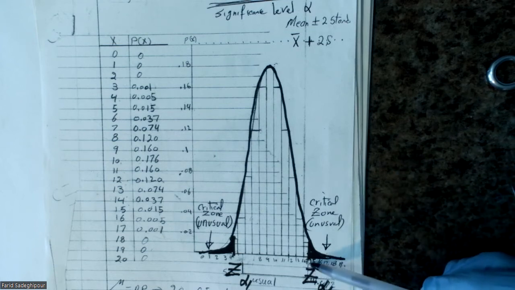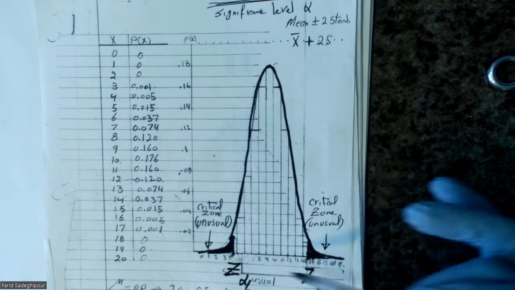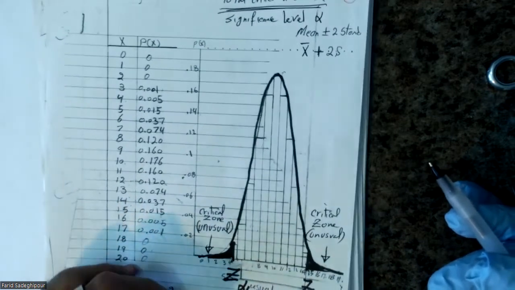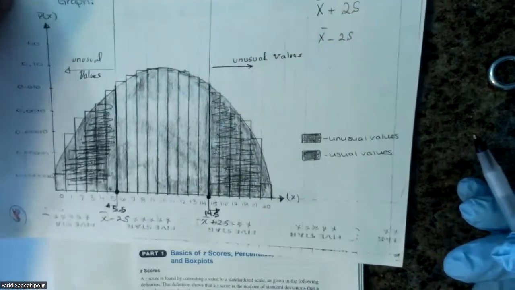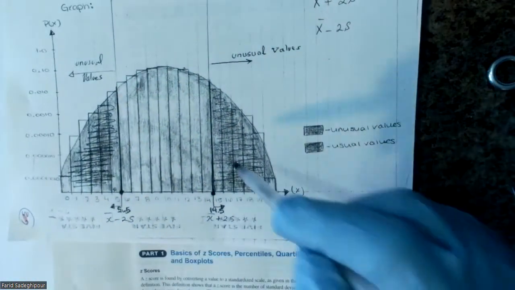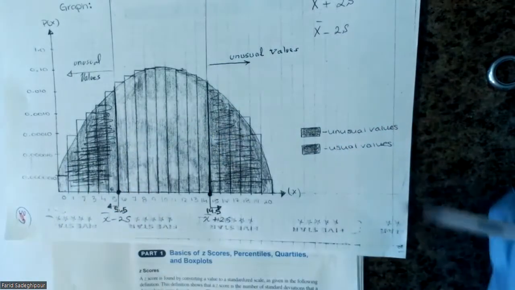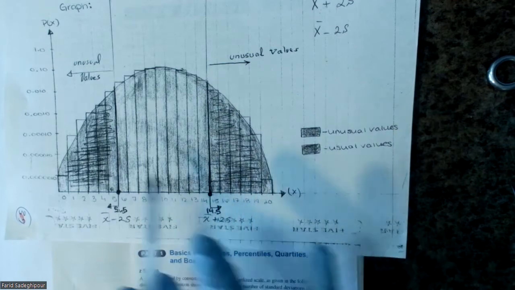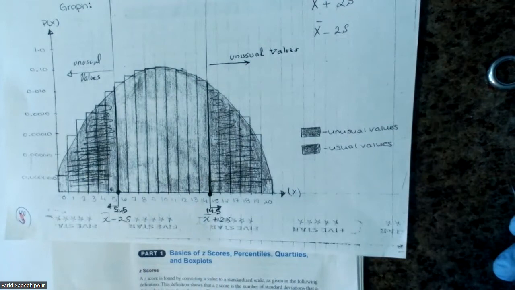Now, these are Z. These 2 points are the values of Z. They call it the critical zone. And you see in this picture, these are the critical areas. So if you go beyond or below this, you fall into the critical area. If your number falls in these 2 areas, it's an unusual value.